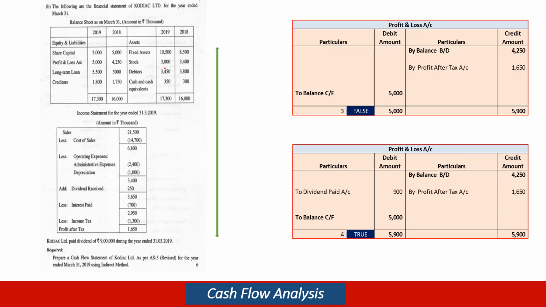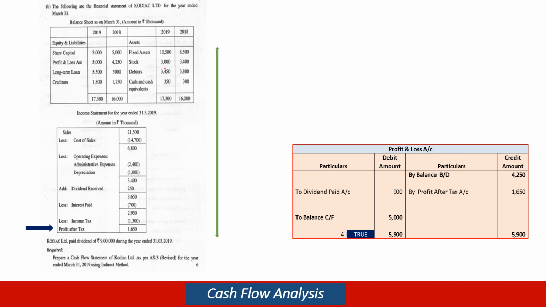We post it. Then we find profit after tax is 1,650. We post it. After that, there is a dividend paid of 900. This is what we said in the beginning. If you put 900, the account is perfectly matched. There is no additional entry to be posted, except dividend paid has to be posted in our cash flow because it was not appearing in the statement before.